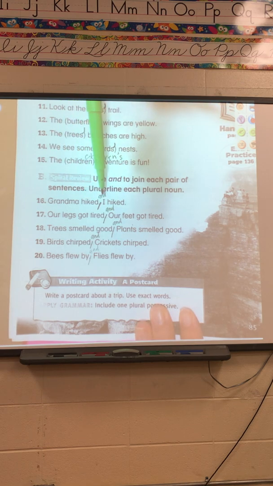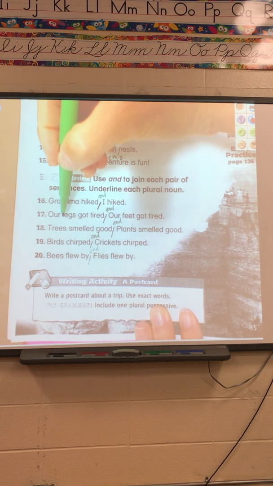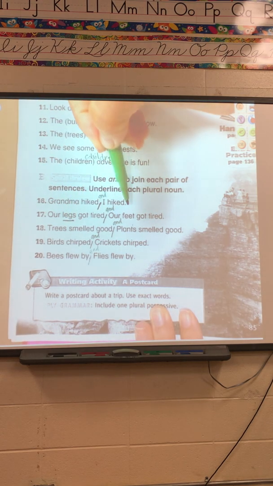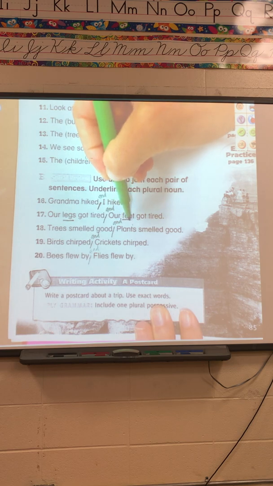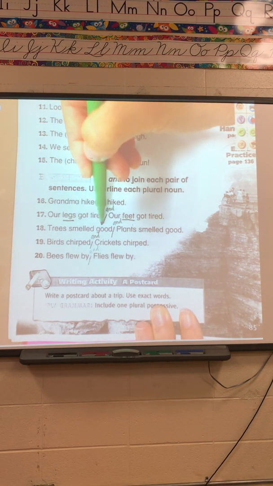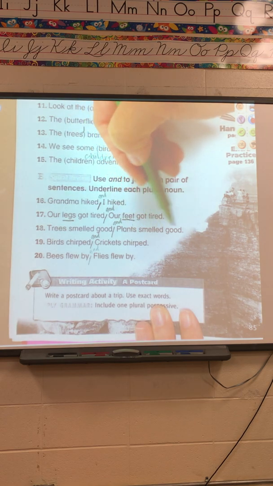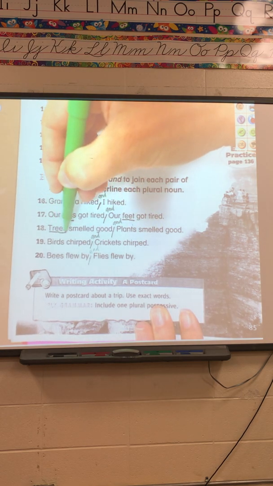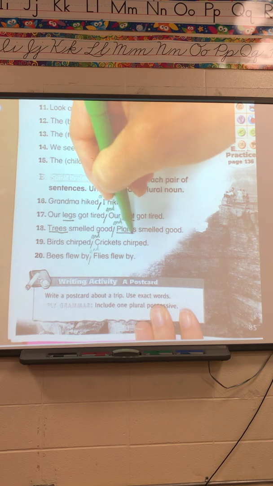Grandma hiked and I hiked. Is there a plural noun? Anything that's more than one here? No. Our legs got tired. Our feet got tired. Uh-oh. Legs is a noun. It's more than one. Feet is a noun. It's more than one. Trees smelled good. Plants smelled good. Trees is more than one. Plants is more than one.